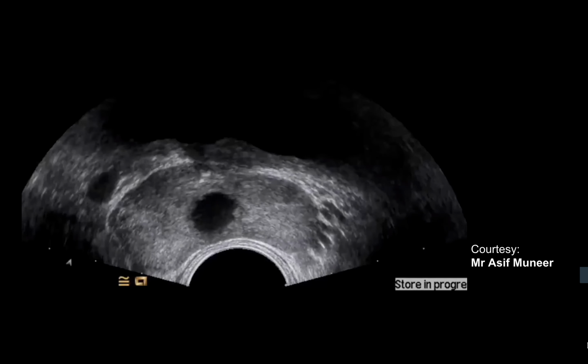Absence of sperm and absence of fructose. Okay. May I know what's the pH of the? pH is not mentioned. Okay. So what is the importance of pH?